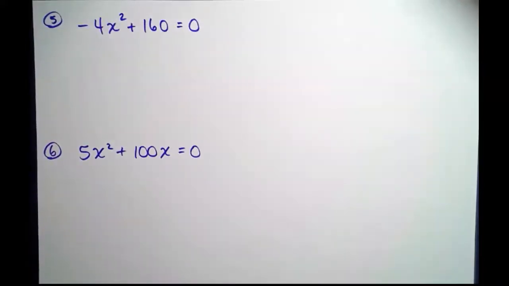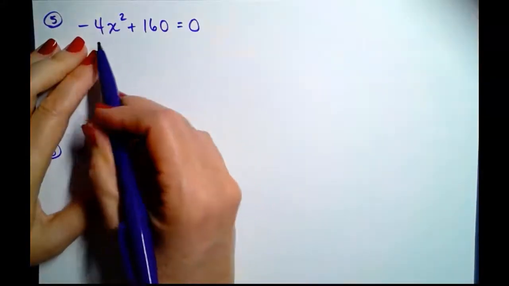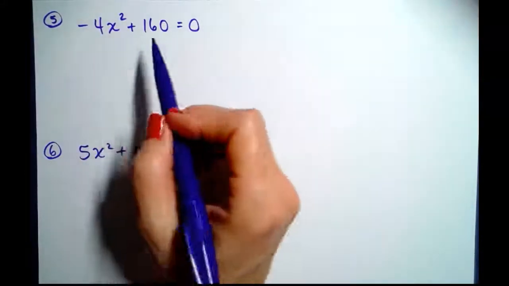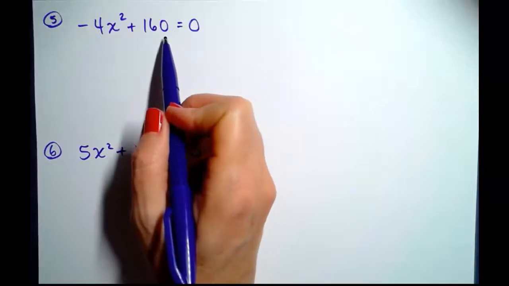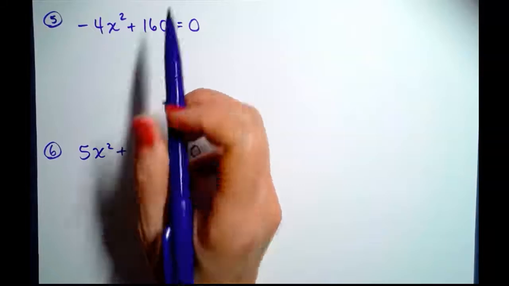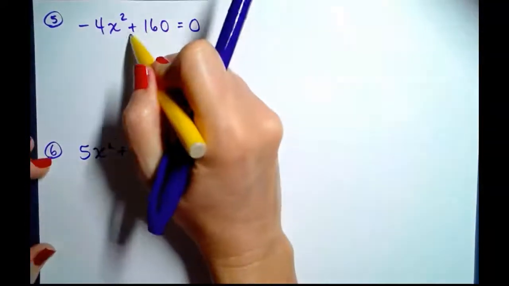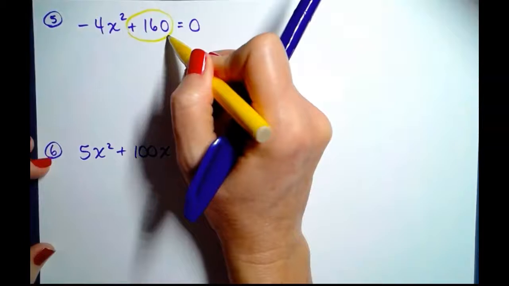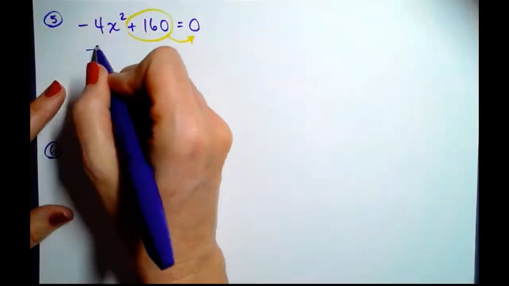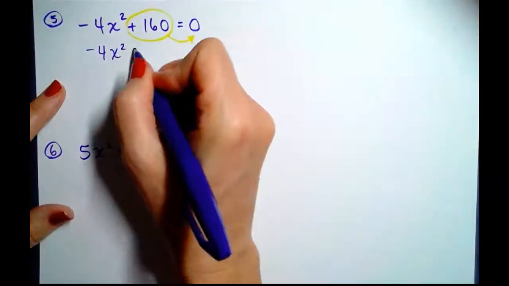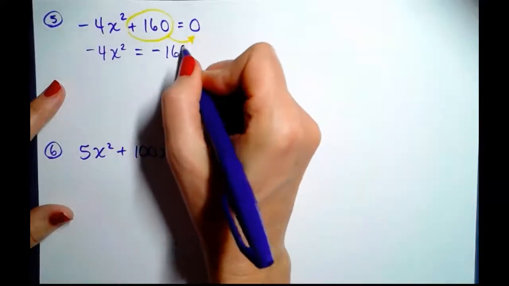5 and 6, last two problems in this very short video. Number 5, once again, only two terms, and the second term does not have an x value. If the second term does not have an x value, it would make sense to solve this one by the square root property. So we're going to move that positive 160 to the other side, which is the same thing as subtracting 160 from both sides. We end up with negative 4x squared equals negative 160.